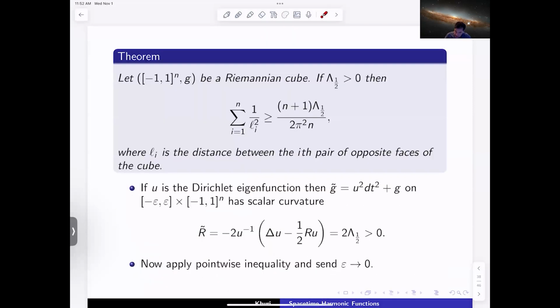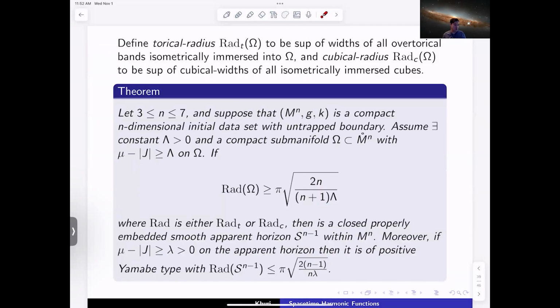We were able to generalize also, but not using spacetime harmonic functions, using a mu-bubble approach. Also, we use Callias operators to generalize some bandwidth inequalities to the spectral realm, and this is the black hole existence result that resulted. So we can define a new type of radius. Here, this toral radius is the supremum of widths of all over-toral bands that isometrically immerse into some compact domain. So I think we have a three-dimensional compact domain in an initial data set. We want to look at all possible torus bands or over-toral bands that immerse into that, and we calculate their widths. That's the toral radius.